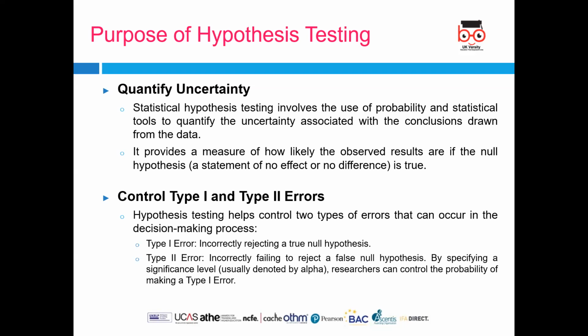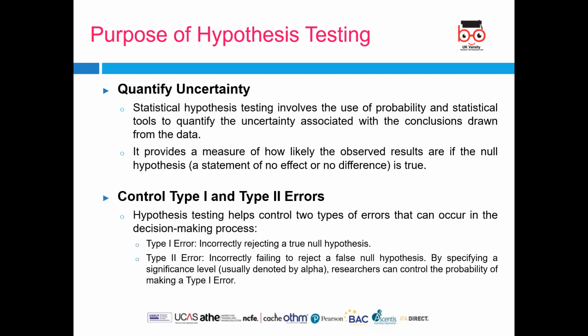Then you have control of type 1 and type 2 errors. So first, let us discuss what a type 1 error is and what a type 2 error is. A general pattern of hypothesis testing is that you define a null hypothesis and an alternate hypothesis. And then based on the results, you either reject the null hypothesis or you don't reject the null hypothesis. So when you reject the null hypothesis, you accept the alternate hypothesis. But if there is no statistical significance to reject the null hypothesis, then you cannot accept the alternate hypothesis. So type 1 error is that you incorrectly reject a true null hypothesis. So that is type 1 error.